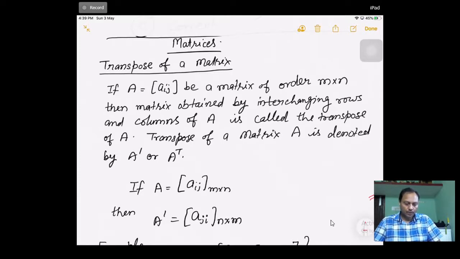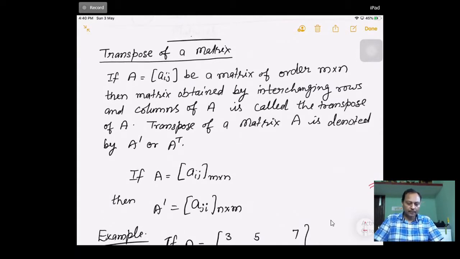Today we are going to learn the transpose of a matrix, and with the help of the transpose of a matrix we will study two special types of matrices, symmetric and skew symmetric matrices. So let us start. What is the transpose of a matrix?